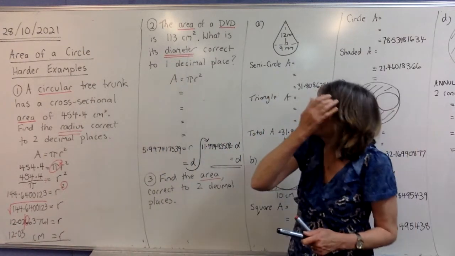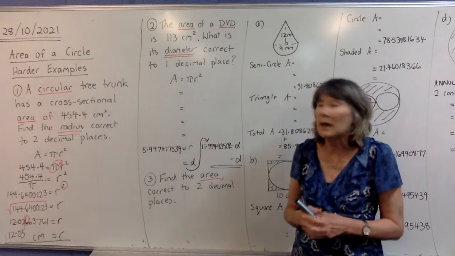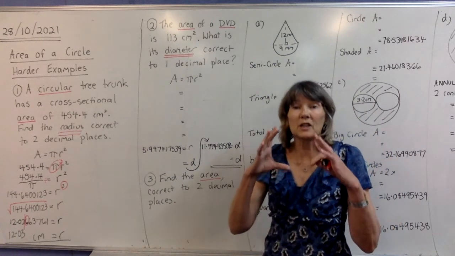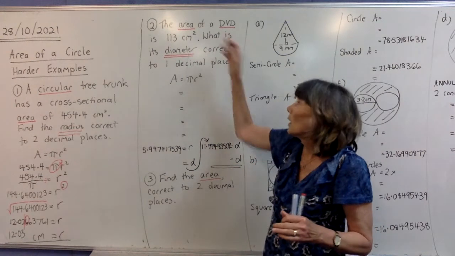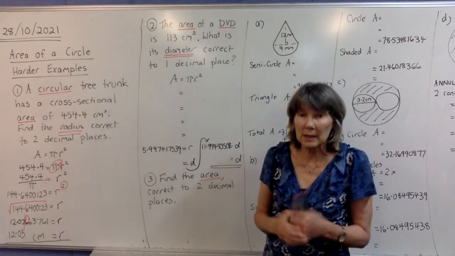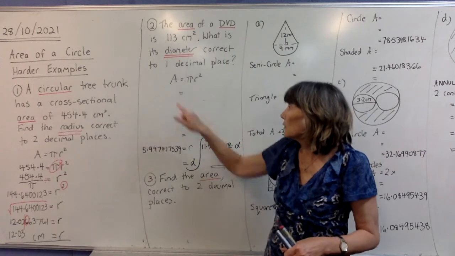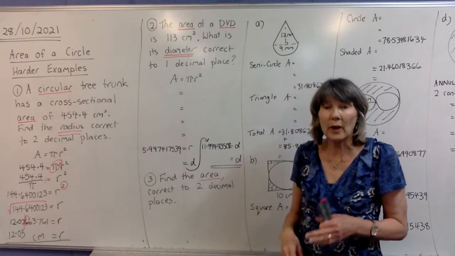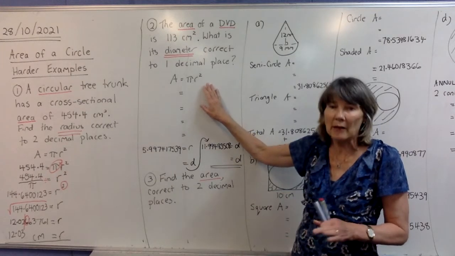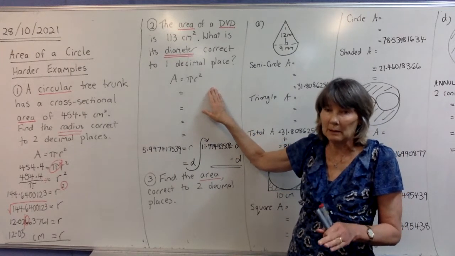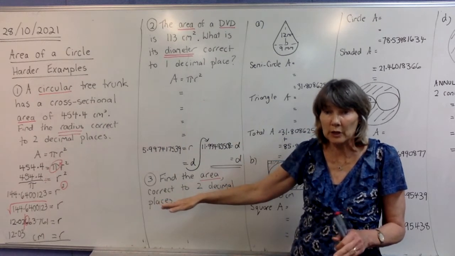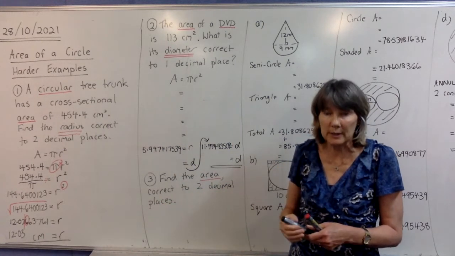All right, now in number 2, the area of a DVD is 113 centimetres squared. Now I don't know if you've seen a DVD, but it's a circular disc. So they are assuming you know that a DVD is a circle. So we're dealing with the area of a circle, so we're writing the formula down. Now they want us to find the diameter, and we don't even have diameter in this formula. But we can find the radius. We've just worked out how to do that over in the other question. So that's what we're going to do to start with.